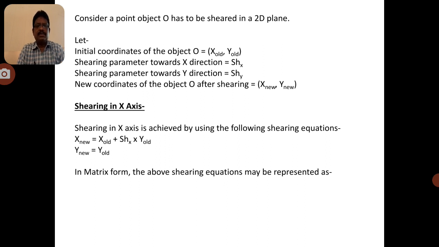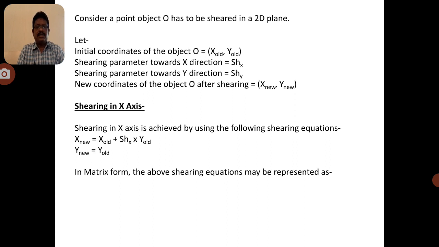Now we are going to consider a default object O in the 2D plane. The initial coordinates are given, that is x world and y world. After applying shearing towards the x-axis or the y-axis, the new coordinates are derived, that is x new and y new. This is similar to the previous one. Now we are going to take shearing in the x-axis. The standard equations are provided here. Shearing in the x-axis is achieved by using the following equation.